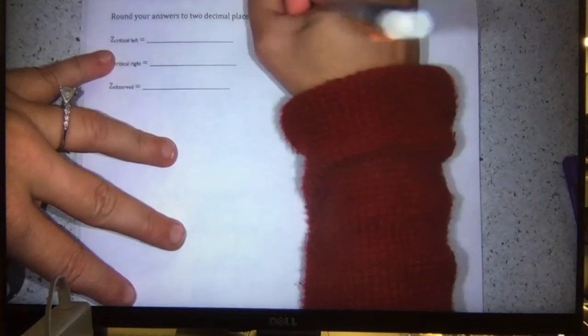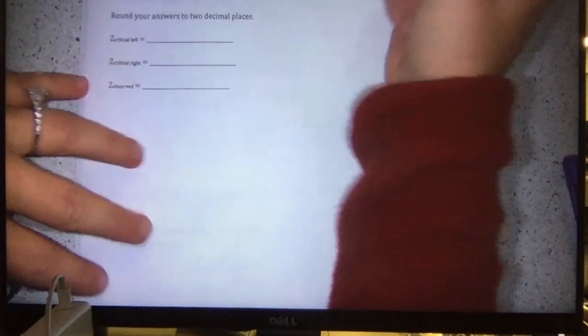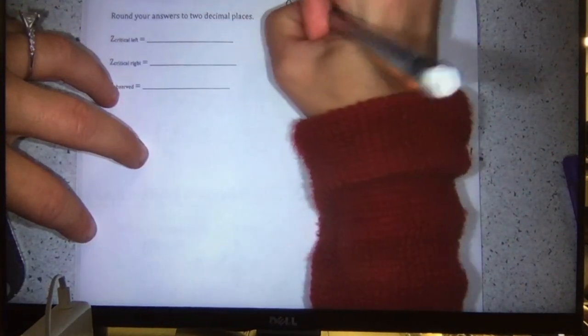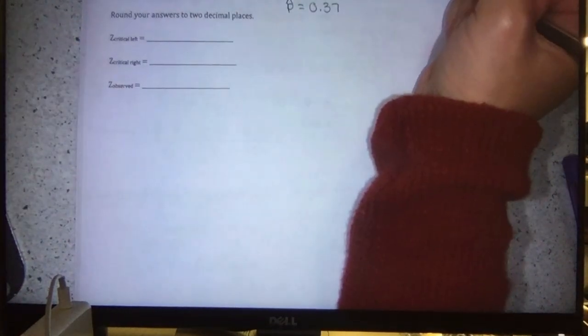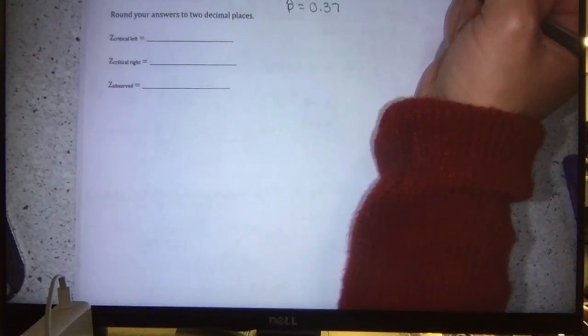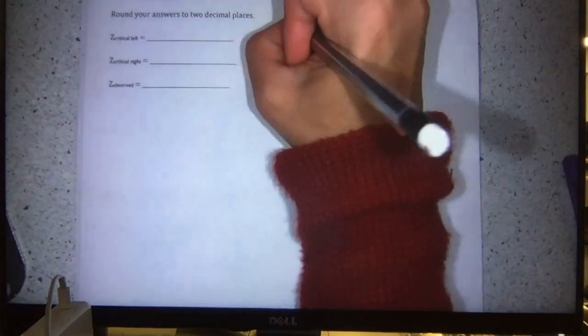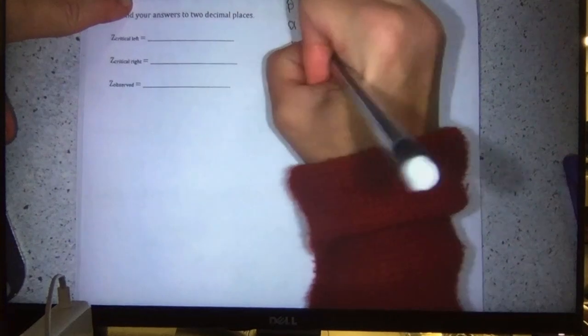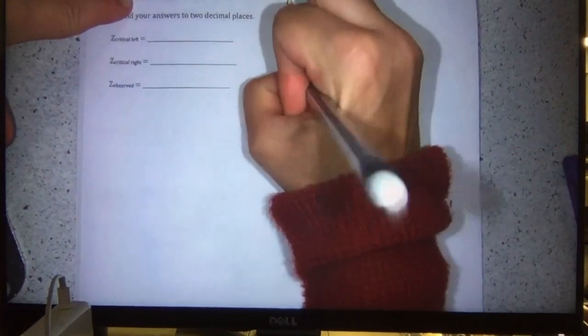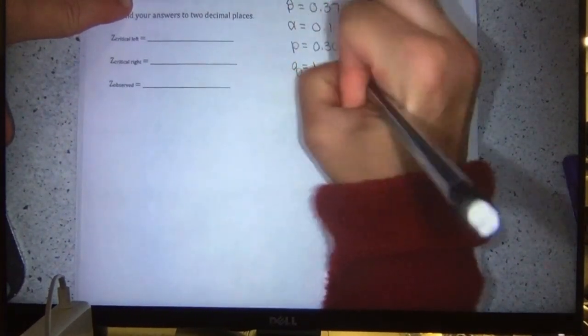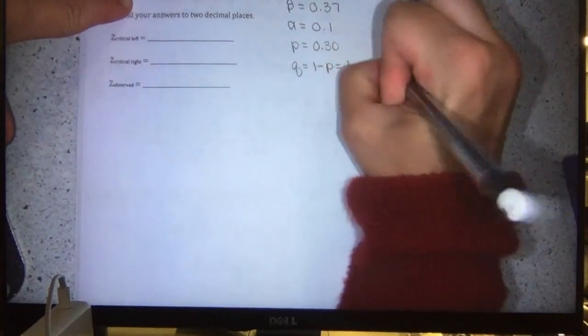Last two. Page 17. A random sample of 480 observations. Let's go ahead and write down everything while we're reading it. So n is 480. Produce a sample proportion, so p hat is equal to 0.37. Find the critical and observed values for z for the following test hypothesis using alpha 0.1. We know our p is 0.30, so our q is 1 minus p, so 1 minus 0.30, which is 0.70.